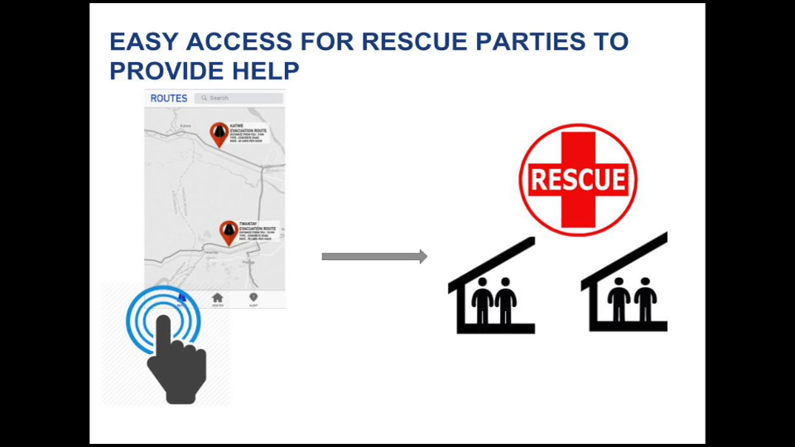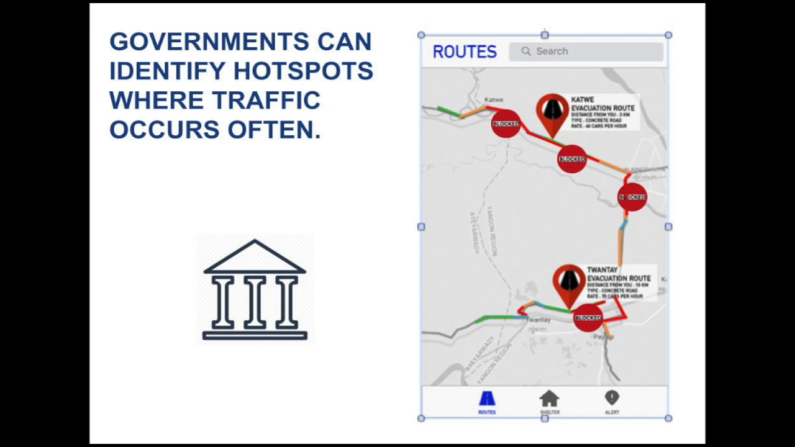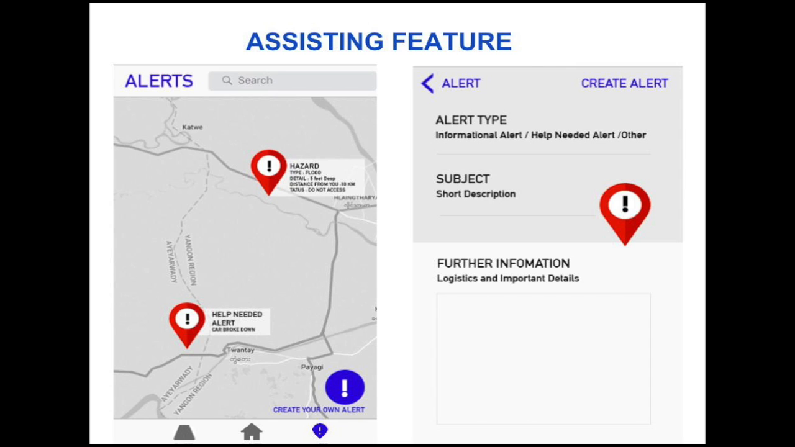With access to Shleter Tracker, government can easily identify hotspots where traffic occurs often. Therefore, they could build up more ideas to create a better community for the affected citizens, such as implementing policies to reduce traffic and building more shelters in the regions where the traveling time is too long.